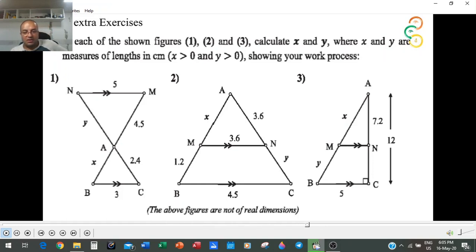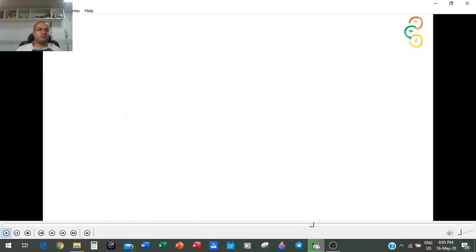The above figures are not of real dimensions. These measures are not real dimensions, okay? To be sure.